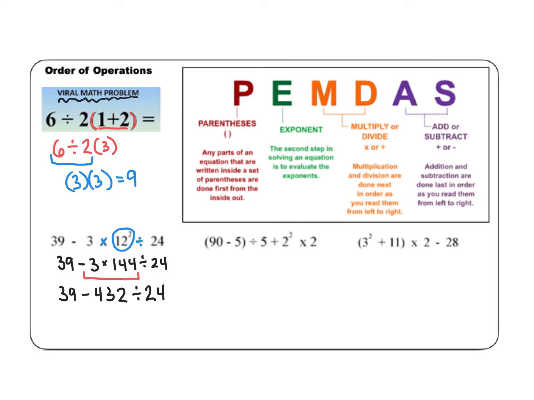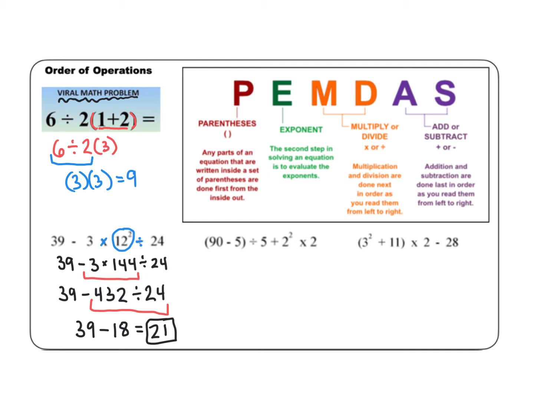So going from left to right, this time we do the 432 divided by 24, and that's going to give us 39 minus 18. Okay, so 39 minus 18 gives us 21. Okay, so let's do some more examples. And if the numbers get kind of large, you might want to have your calculator handy. No shame in that.